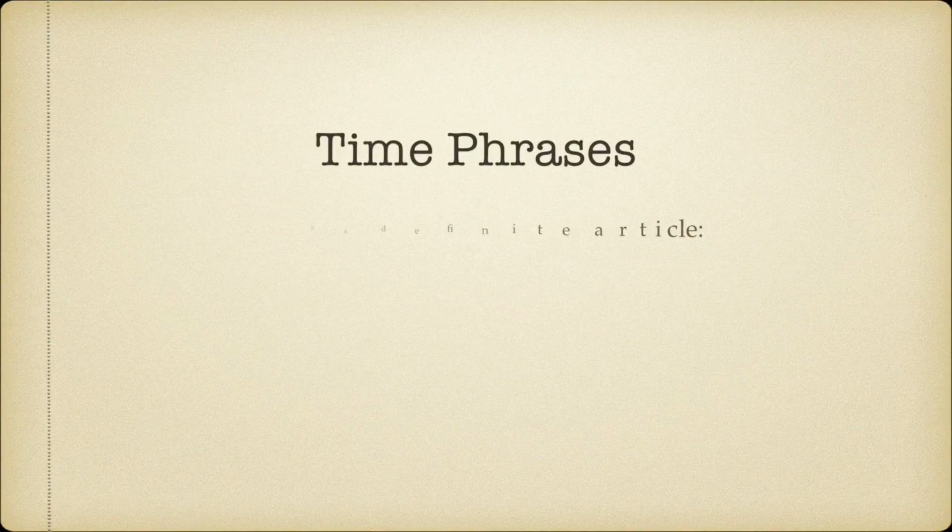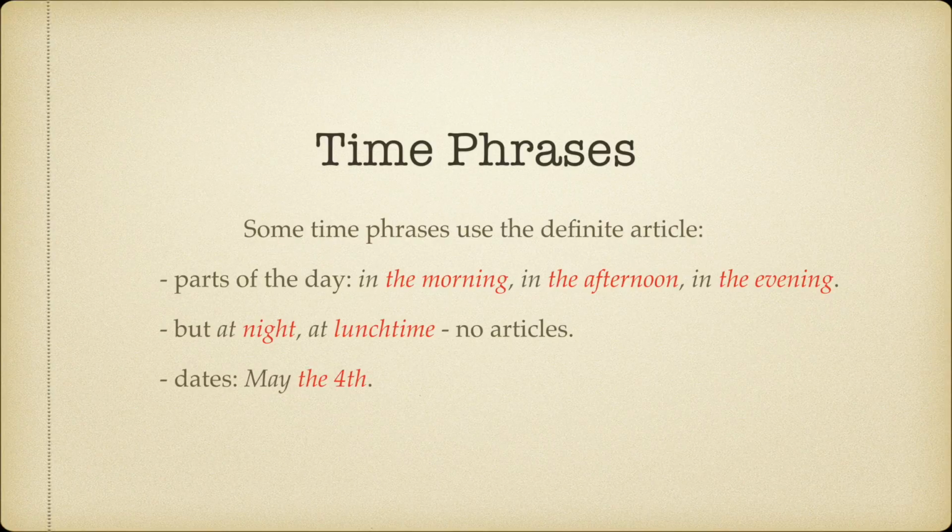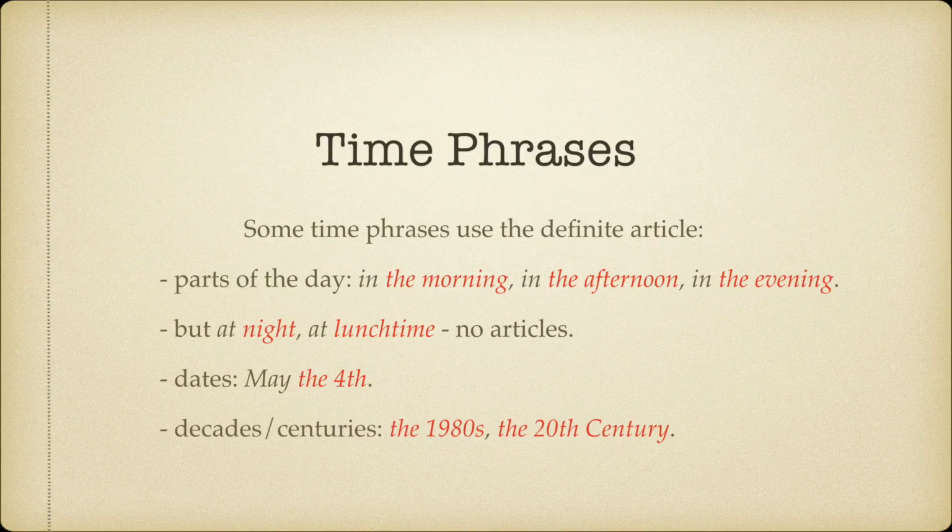Time phrases. Some time phrases use the definite article. Parts of the day: in the morning, in the afternoon, in the evening. But we say at night, at lunchtime, with no articles. Dates: May the 4th. Decades and centuries: the 1980s, the 20th century.